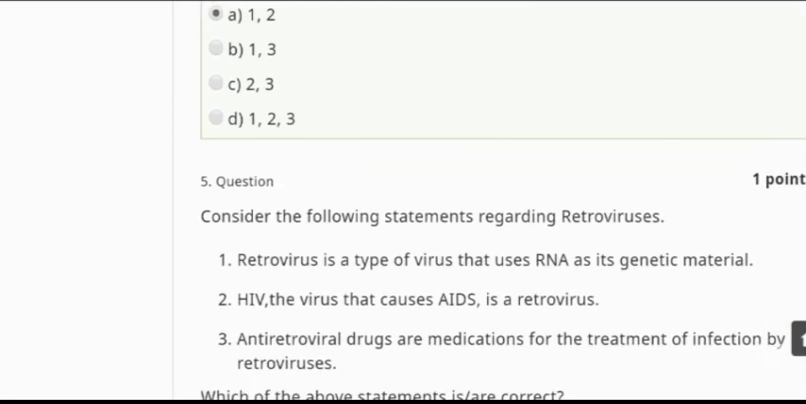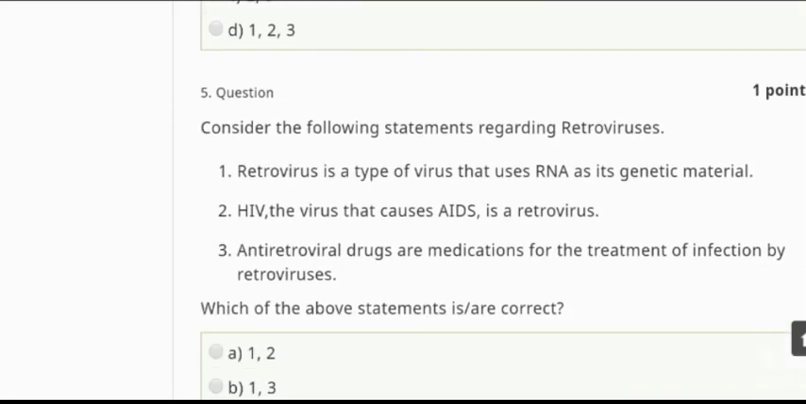Now comes the 5th question. Consider the following statement regarding retroviruses. Retrovirus is a type of virus that uses RNA as its genetic material. So this is a virus that causes AIDS. HIV is a type of retrovirus. Second option is correct. What about first option? First option you have to learn that this is a type of virus that uses RNA as its genetic material.